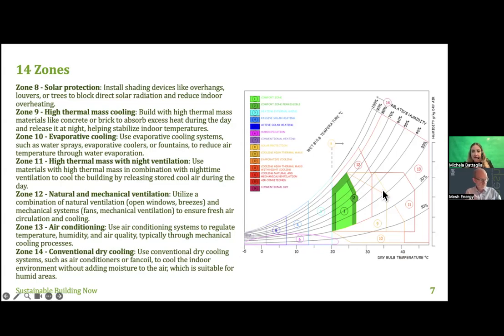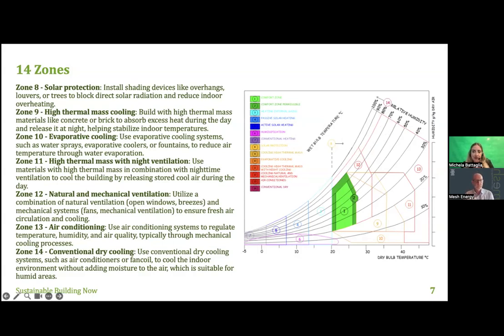Then in zone 11, we could use high thermal mass with night ventilation. That means using materials with high thermal mass in combination with nighttime ventilation to cool the building by releasing the stored coolness during the day. In zone 12, we could use natural and mechanical ventilation, for example, opening the windows, using wind towers, or also fans or other types of mechanical ventilation.